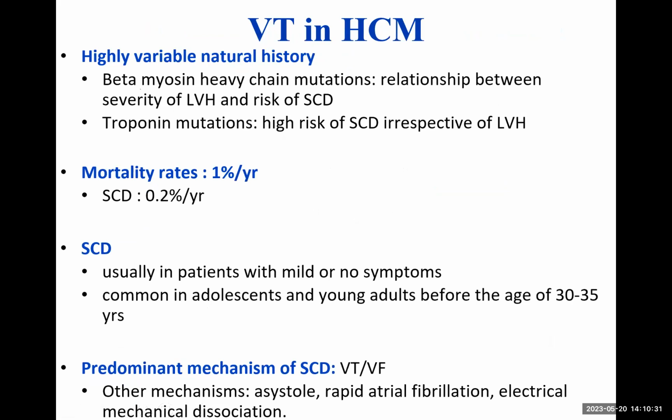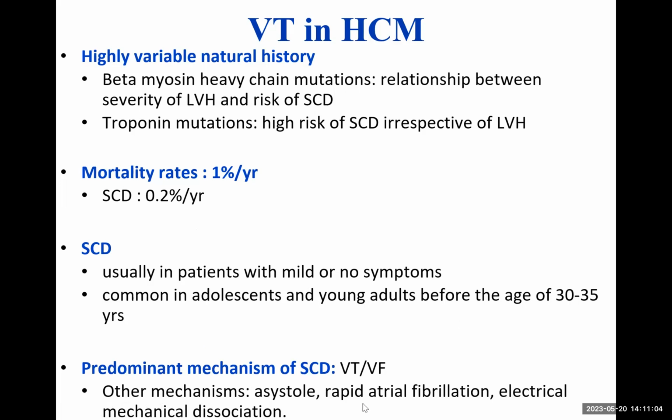The beta myosin heavy chain is one of the common mutations in those patients, as you know. The troponin mutations have high risk for sudden cardiac death, irrespective of the left ventricular hypertrophy degree. Mortality overall is about 1% per year, and sudden cardiac death is 0.2% per year. Those patients can present, as I mentioned earlier, with mild or no symptoms, and it is common in adolescents and before the age of 30 to 35 years.